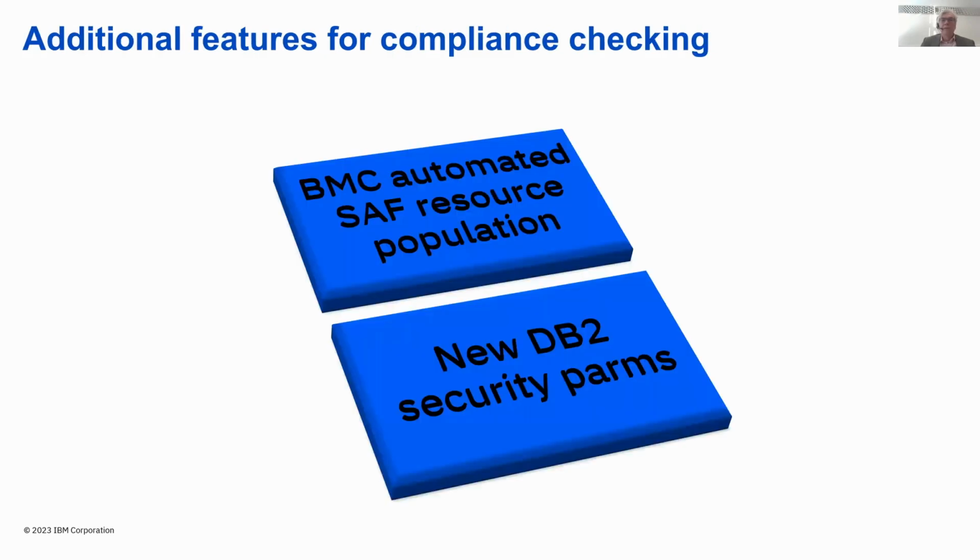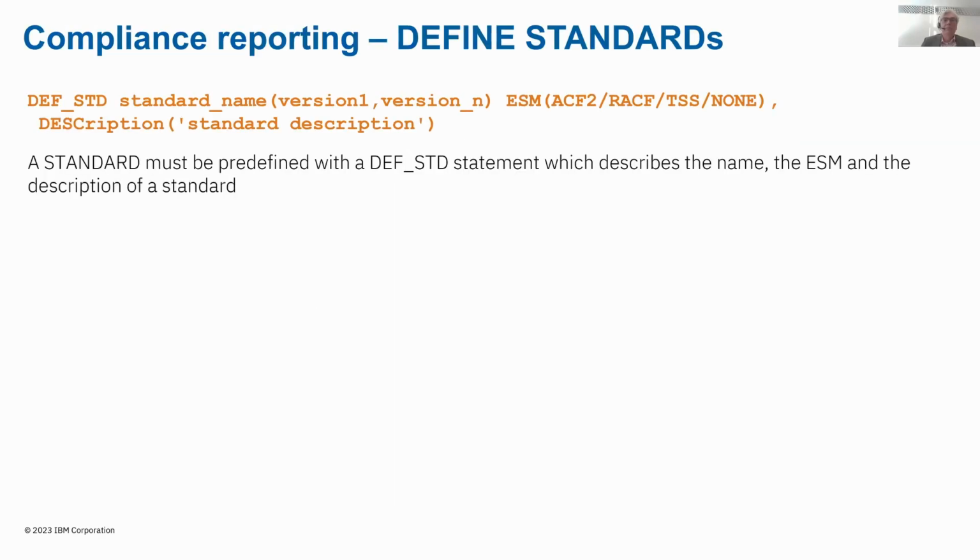Other features are around the compliance checking. So now for the BMC products, we had added support to show all the security relevant settings for Control M, Control D, Control O. That's now automated. You used to have to give a simulate command. That's no longer necessary. And there's some new DB2 security parameters you could write compliance checks for.